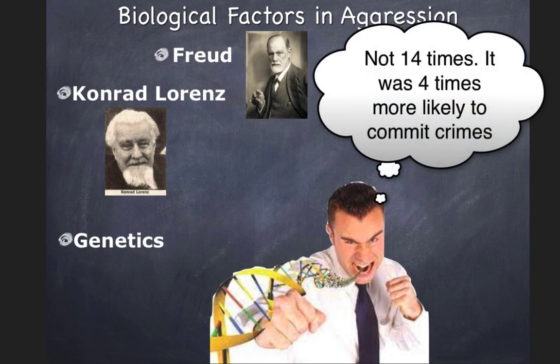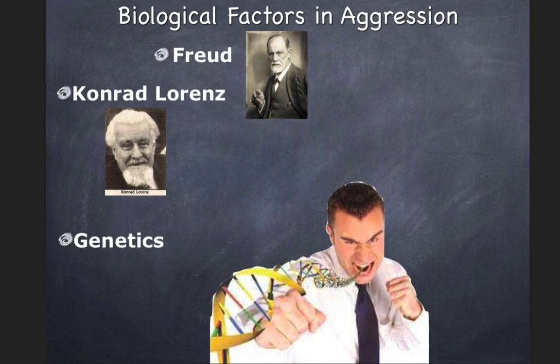So genes may increase sensitivity to models of aggression. They're not exactly sure how. One possibility might be that low arousal of the autonomic nervous system is linked to antisocial and violent behavior. So seeking stimulation, excitement, and exhibiting fearlessness in the face of danger.